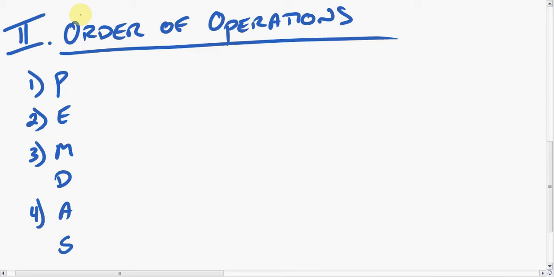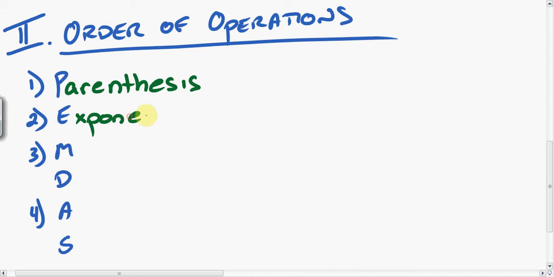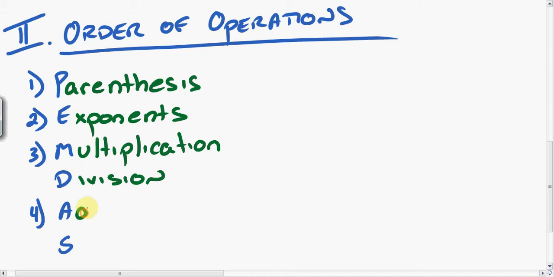Let's quickly review that. The P stands for parentheses. The E stands for exponents. M is multiplication. D is division. A is addition. And S is subtraction. And if you've noticed here, I've got it numbered 1, 2, 3, and 4. And this is the exact order in which you should apply these operations.